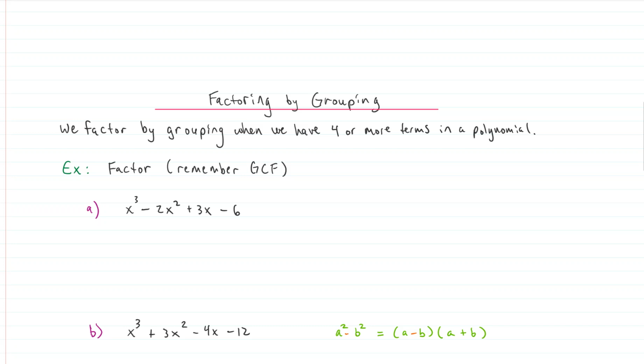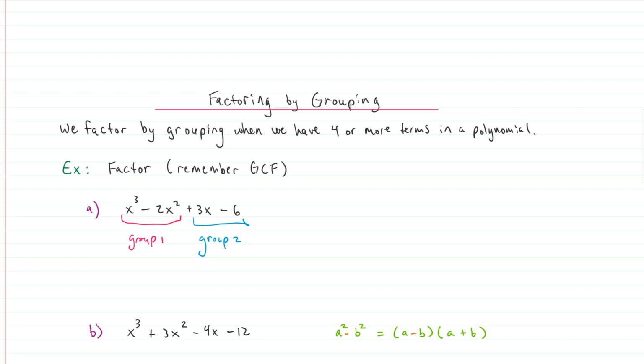So for example, let me just tell you right here. So if I said this was group 1, because both of them share an x squared, and then I say, well, this is group 2, because they both share a 3. Well, that would work. I have 2 groups.